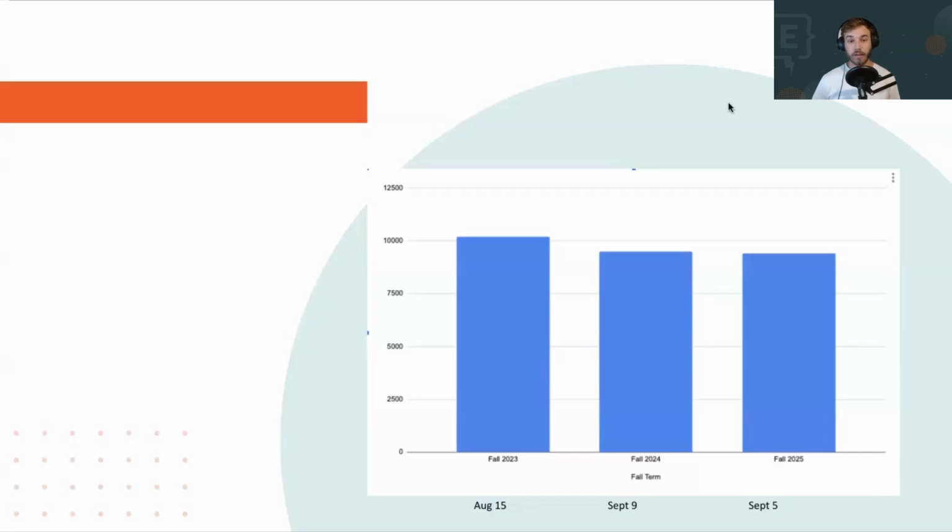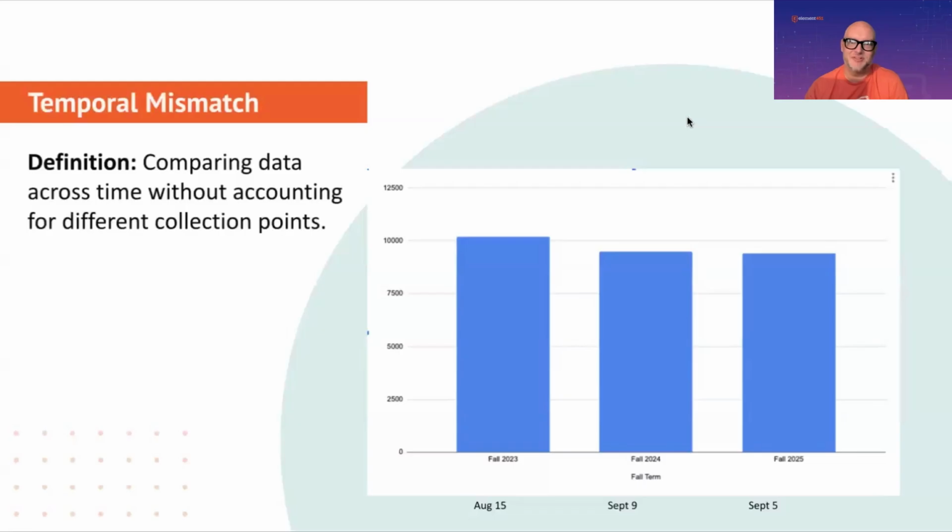When we're dealing with data over time and comparing different time intervals, we have to be careful to not temporally mismatch. I jumped the gun a little bit on that one, didn't I? No, all good. So this is the definition of the temporal mismatch: comparing data across time without accounting for different collection points. So what we're seeing here is fall 23 is counting from August 15th, but fall 24 and fall 25 are counting from a later date in September.